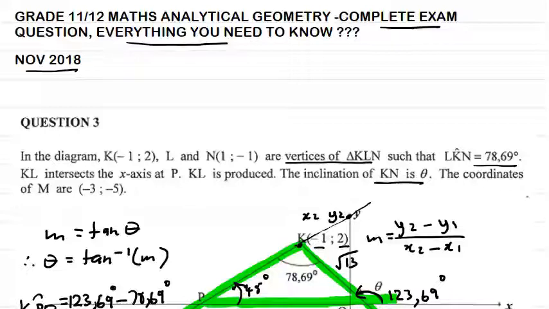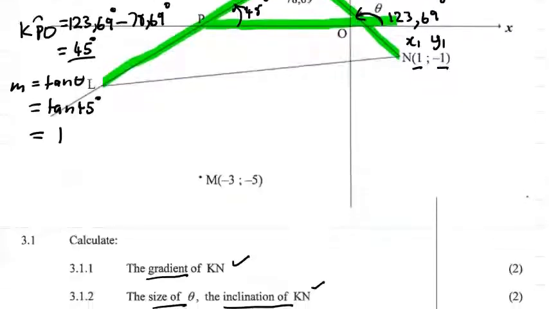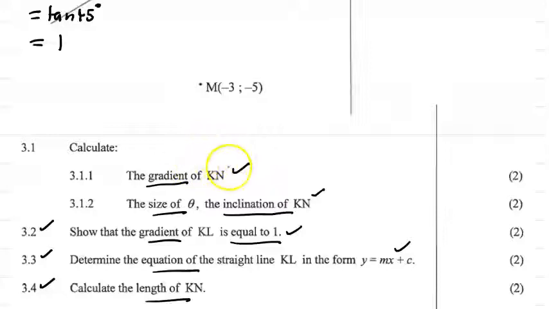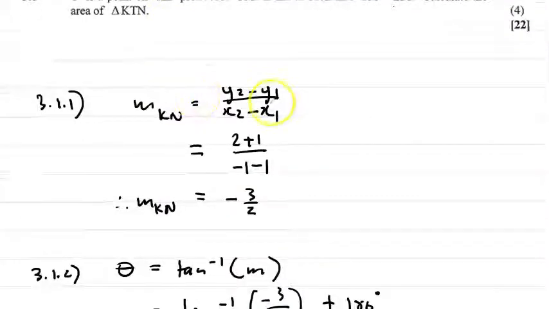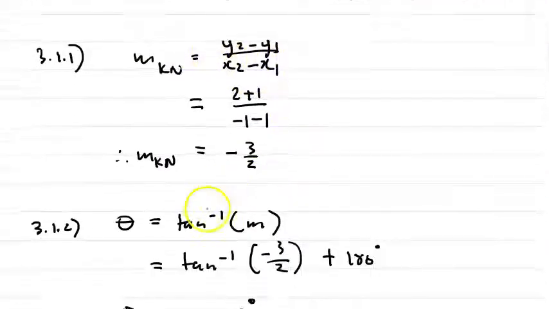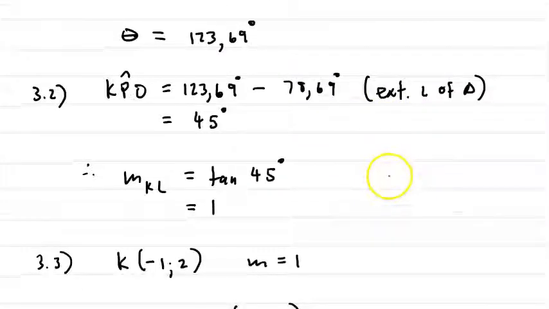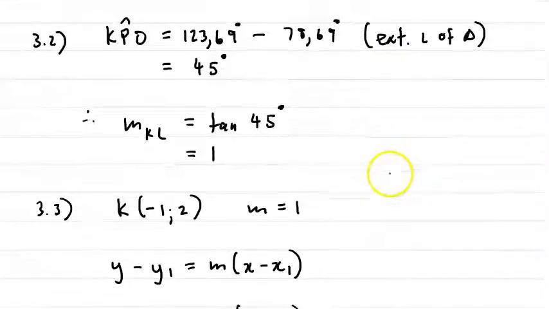In the diagram, K is (-1; 2), and L and N are vertices of the triangle. Now we looked at part 1 and we explained the first few questions, which is finding the gradient, the size of theta, the angle of inclination. We looked at the other formula as well: y2 minus y1 over x2 minus x1, and also m is equal to tan of theta. So these are the questions that we've already solved.